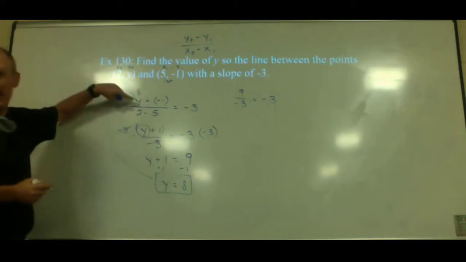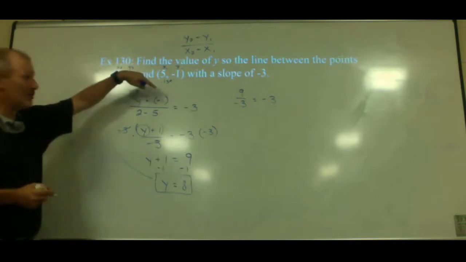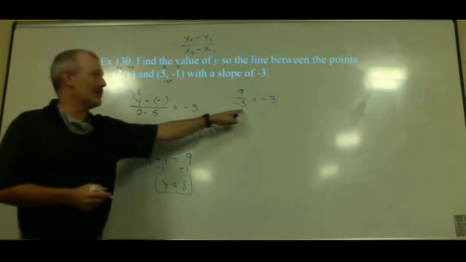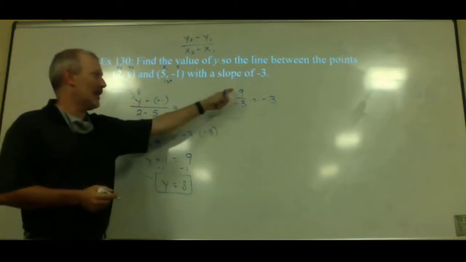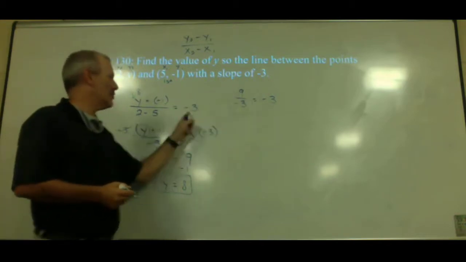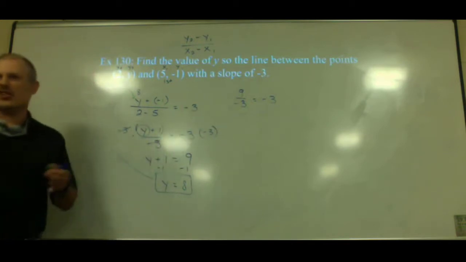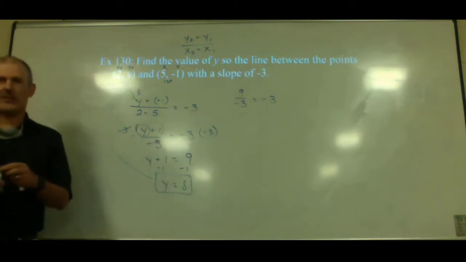If y is an 8, we're going to have 8 plus 1, which gives us 9. And then on the bottom, we already had 2 minus 5, which is -3. And then we're just dividing 9 divided by -3 does equal the -3. And so that's what it's supposed to equal. Okay. So we're just checking to make sure it worked out to give us the right slope.